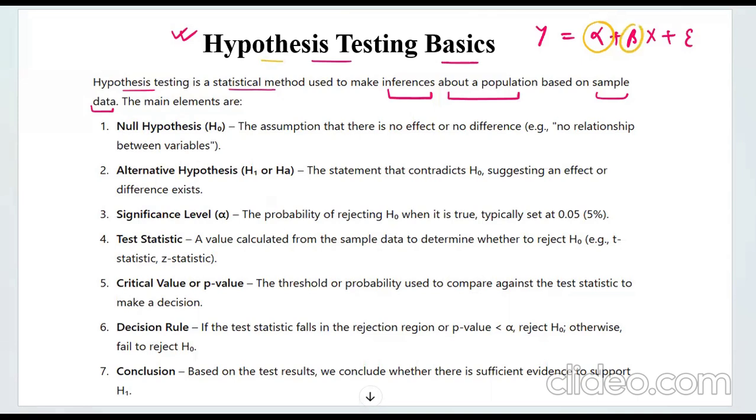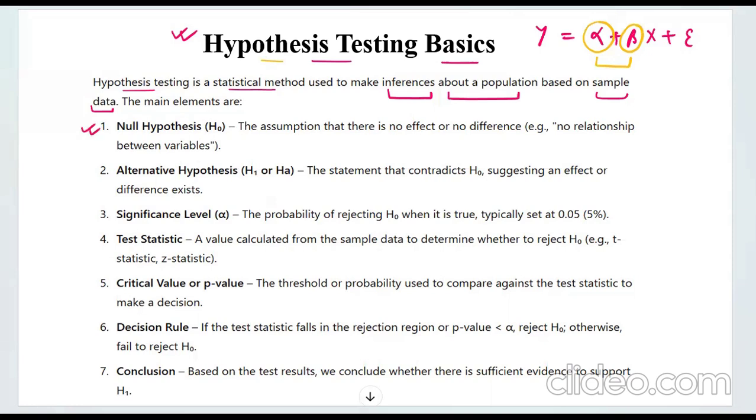Similarly, for the slope parameter beta, you want to know: does your x variable have any statistically significant impact on your dependent variable y or not? In that case also, you will conduct hypothesis testing. And how do you do that? You have to follow 7 steps in order to conduct hypothesis testing.